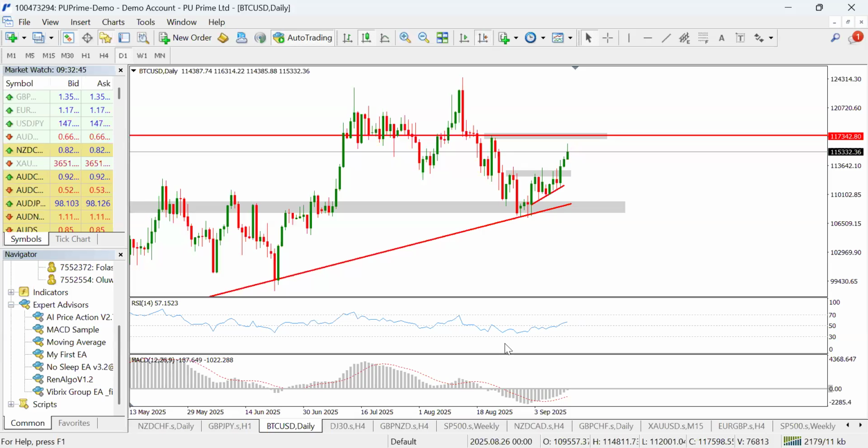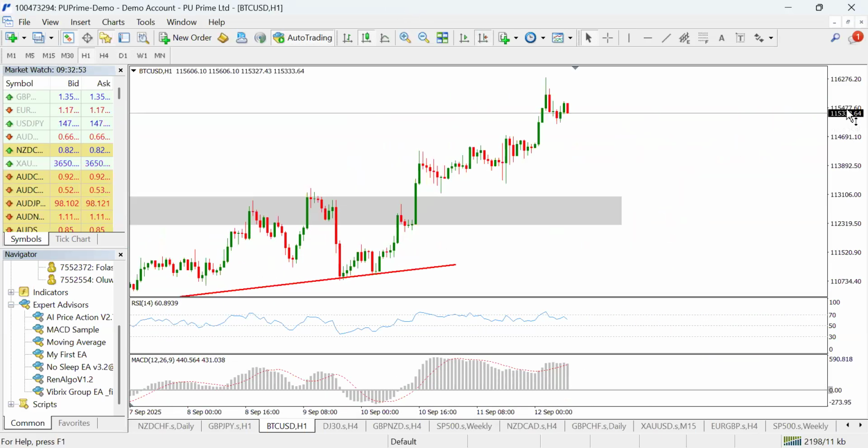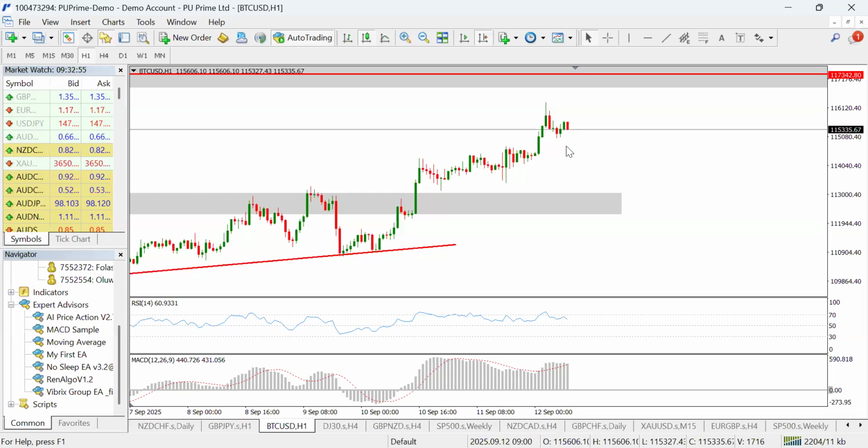So that's my response to the person asking about BTC. What I'm saying in essence is this. Let's go down to 1 hour. We'll need to wait for a retracement. You can see the candles are showing some downward movement.